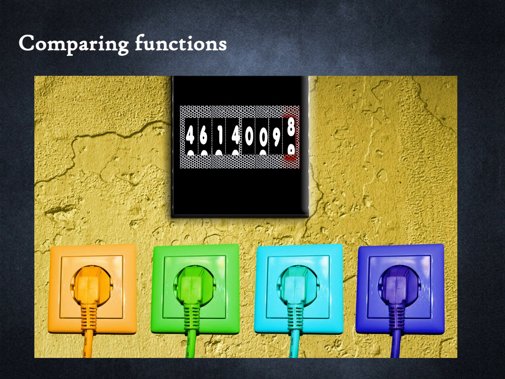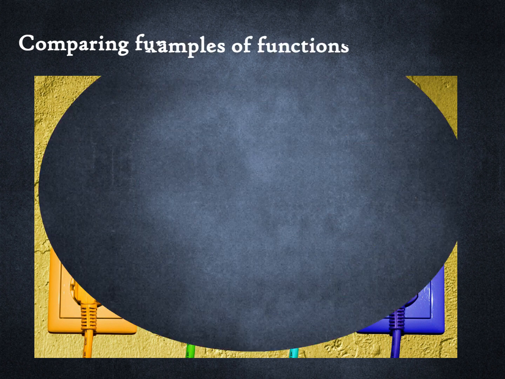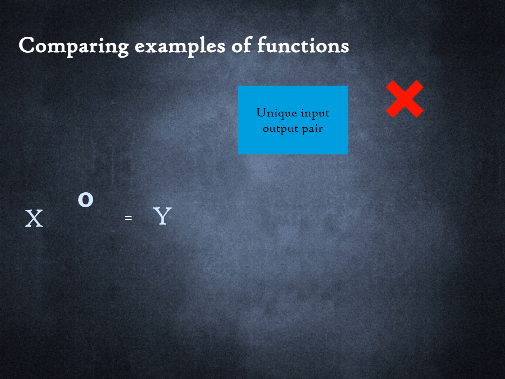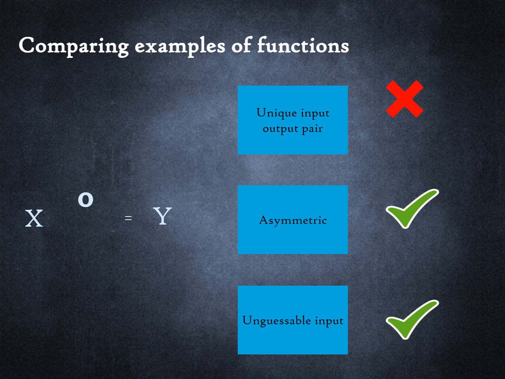We can now assess the functions that we just reviewed against the three criteria we just discussed. Consider the x to the power 0 function. It does not meet the first criteria because for a given output, 1, there are multiple possible inputs. It is asymmetric because you can calculate it forward but you cannot figure out x backwards. Since any number to the power 0 is 1, there are infinite number of possible x's. Hence, it is impossible to guess which number was used in the forward transformation. Hence, this function meets only 2 of the 3 criteria.